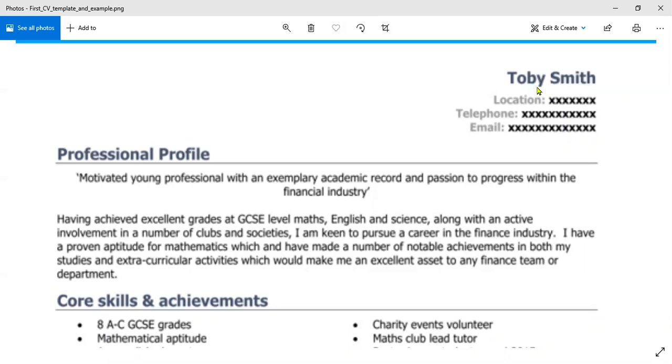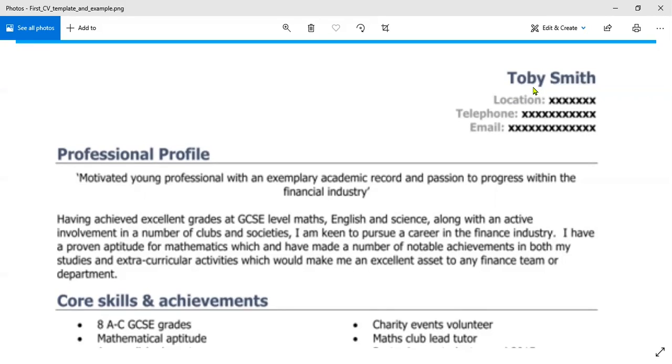Again, the sequence can be different. Remember, you can put your education first and core skills later on. You can replace it. There is no hard and fast rule that the core skills will come first and then education. But the name should always be on the top.